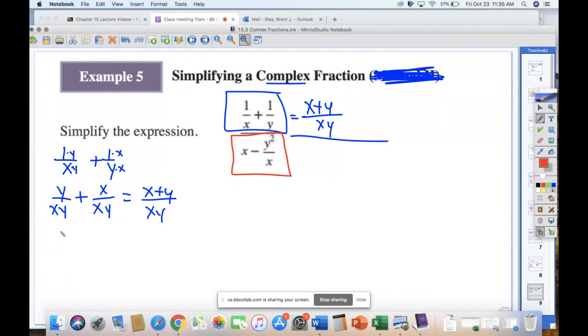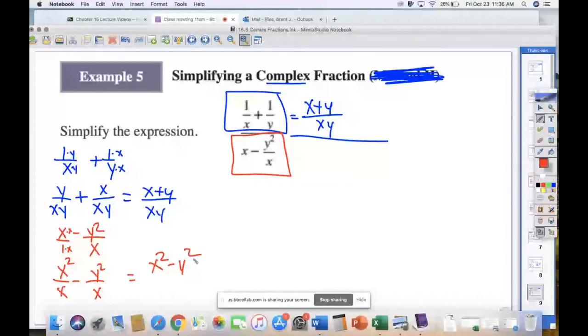So now I'm going to go ahead and do the denominator, x minus y squared over x. I'm going to make x a fraction by putting it over 1. So now I'm subtracting fractions. I need a common denominator. What's my common denominator between 1 and x? Well, 1 times x is x. It's just going to be x. How did I go from 1 to x? I took it times x. That means I better do the same to the top. X times x is x squared. Keep that minus sign. And this doesn't actually change. This is the same denominator, so I get x squared minus y squared over x.